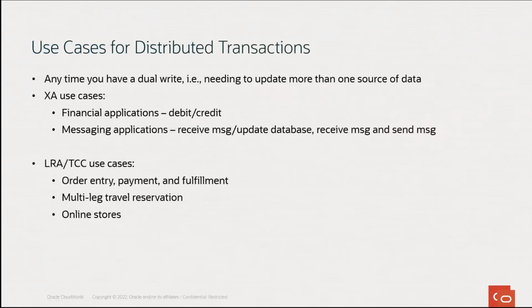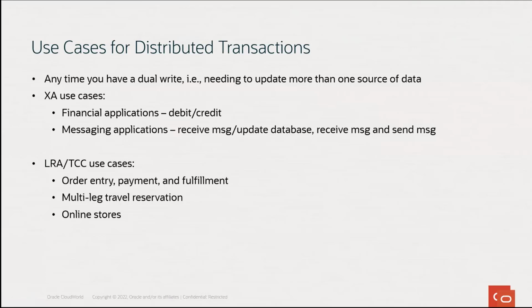A little bit about when to use distributed transactions. A lot of times I think this gets neglected, and so you end up with unhappy customers, as Deepak mentioned, because you end up with data inconsistency across your microservices. So the fundamental time you need it is when we have what you call a dual write. So when you need to update more than one source of data atomically as part of a transaction.